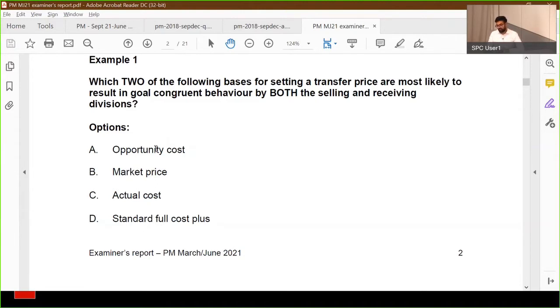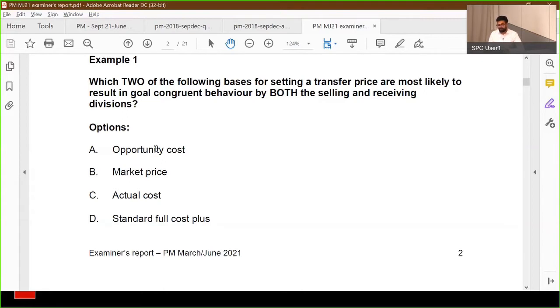So first of all, those inefficiencies will not allow us to achieve our objective of goal congruency. And later, from the buyer perspective, maybe that cost will be too high, or from a seller perspective that would be too low to generate any profitability. So maybe both the divisions won't be happy to accept this price.